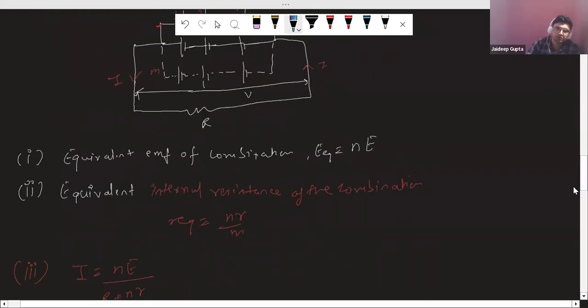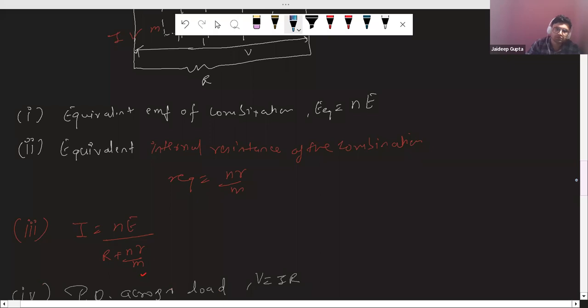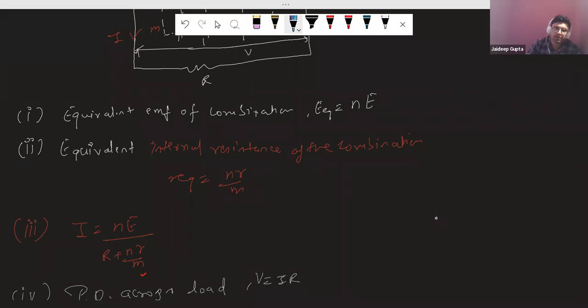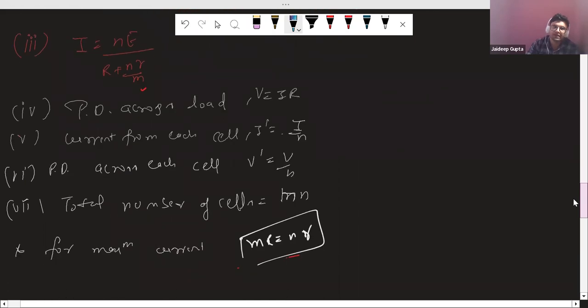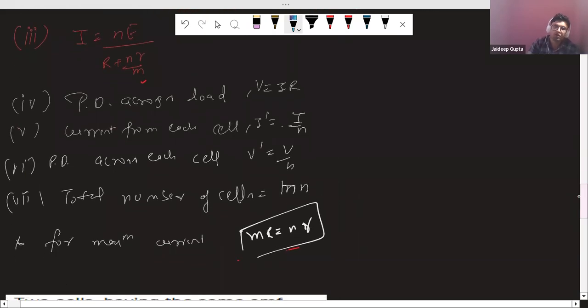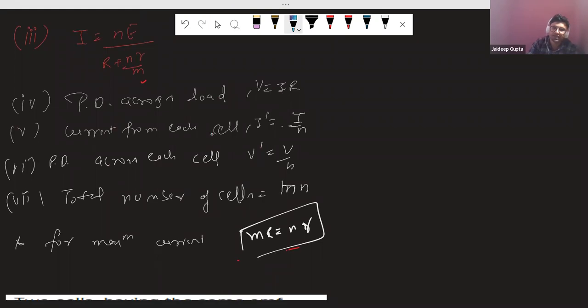And in mixed grouping also. Equivalent EMF of the combination, equivalent internal resistance of the combination, I in mixed grouping, potential difference across the load, that is external resistance, V equals IR. Current from each cell, I dash equals I over N, the total current divided by N number of cells. Potential difference across each cell, V dash, means potential difference across the load divided by N number of cells. Total number of cells is M times N. For maximum current, MR equals NR.